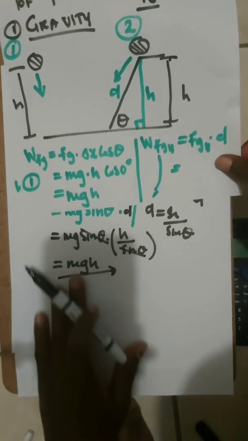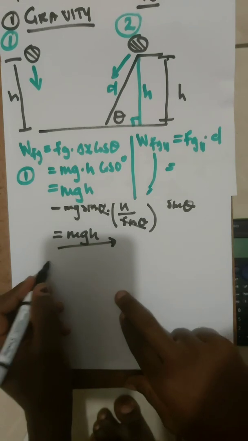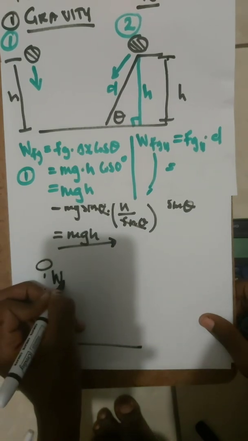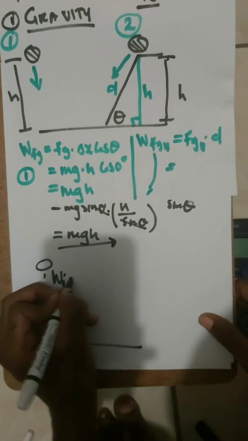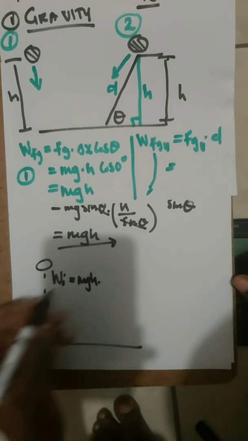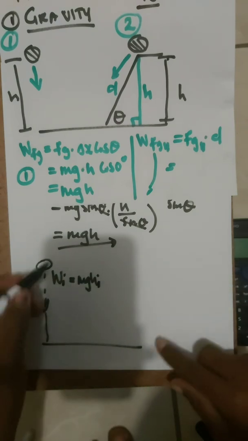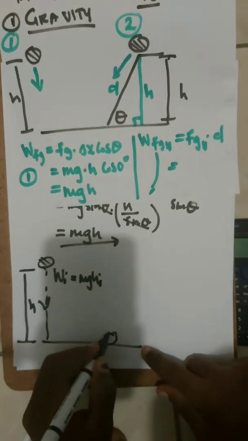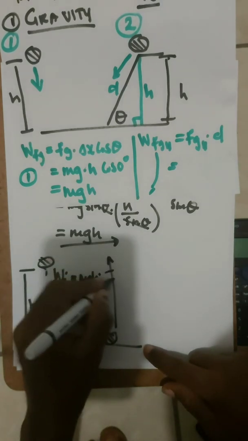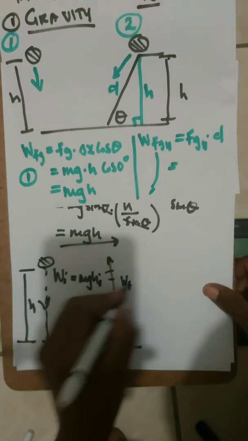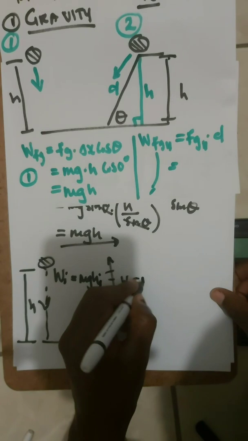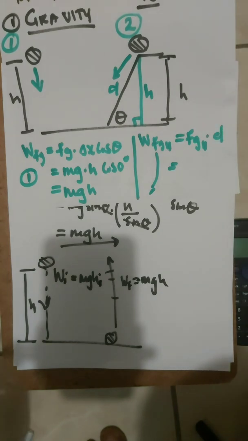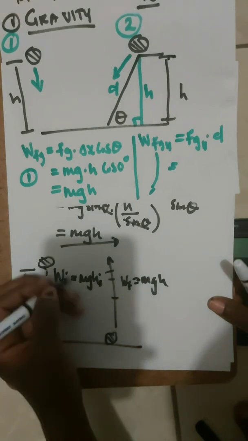So since the work done here is the same, if I throw this ball up, the work done, we can say initial, is going to be mgh. If I take it from the same height, we can say it's mgh final. So it's also going to be mgh, but it's going to be negative because it's going up, but Fg is going down.